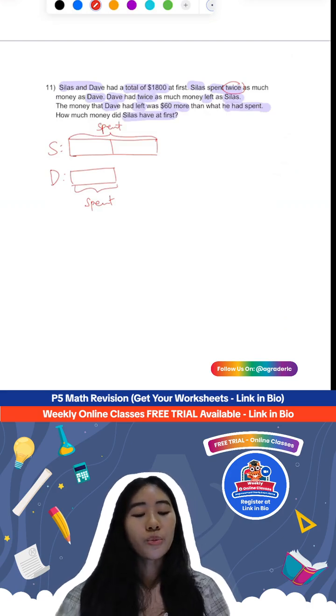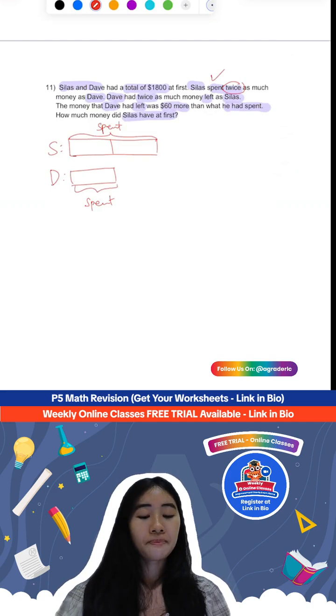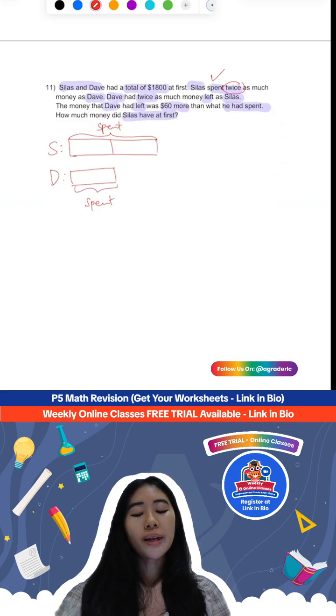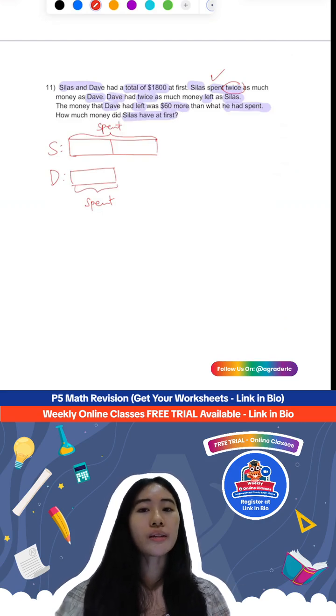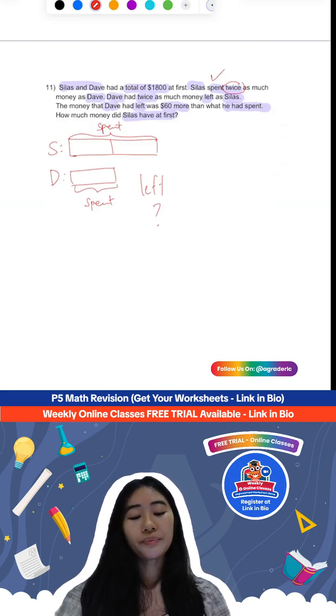All right, so you're done with this sentence. Okay, so for the next part, Dave had twice as much money left as Silas. You actually can't draw that in the model yet because you don't even know what Dave has left. Correct? So you can't draw what Silas has left. So actually you have to skip the information. You need to skip to the last sentence first, okay?